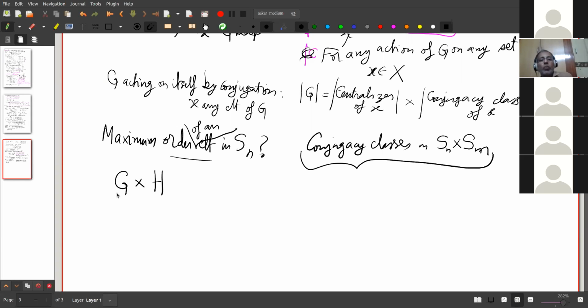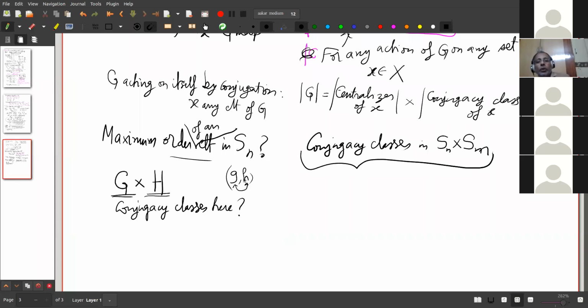Let's ask that question. So what are the conjugacy classes here? For example, how many are there? Suppose I know the number of conjugacy classes in G and in H. How many conjugacy classes are there in G cross H? It will be the product, because you can conjugate this element to wherever. This is (g, h), and I'm taking the direct product, so these two are independent.